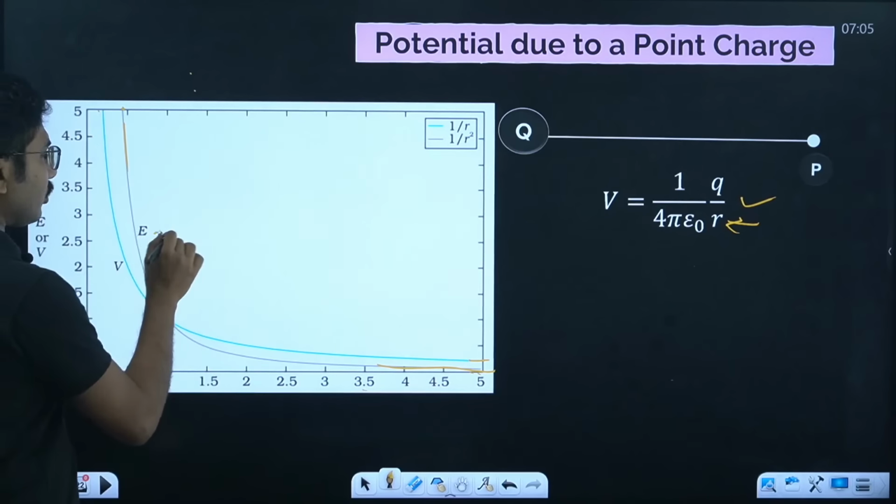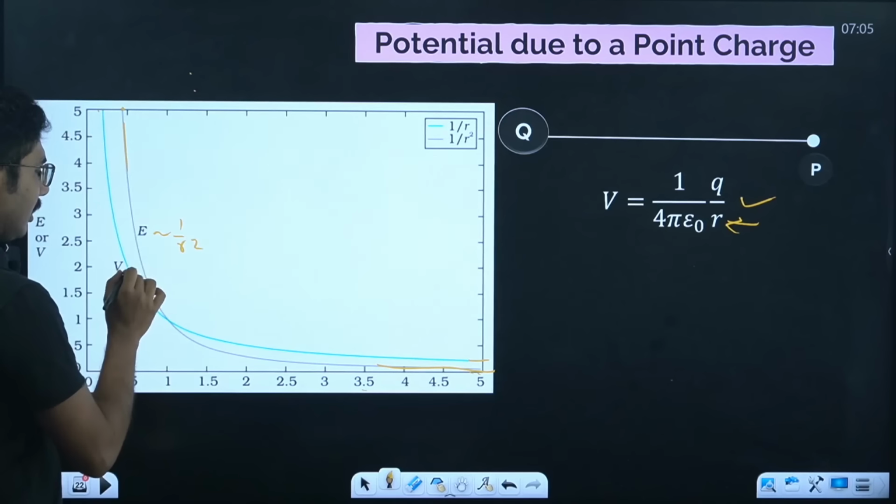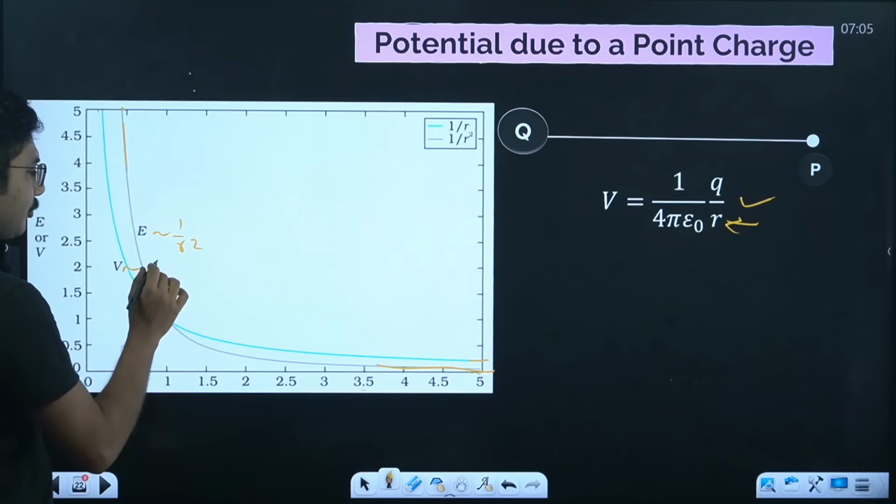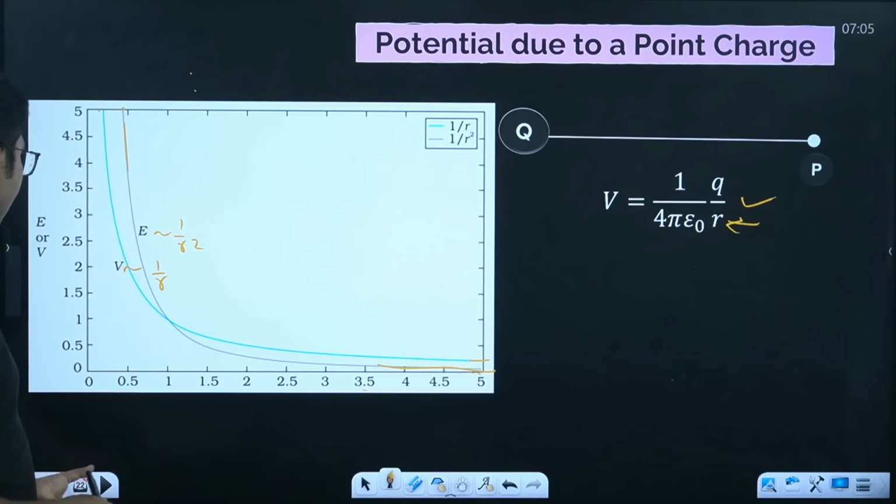The graph looks almost the same. Electric field is proportional to 1 by r square. Electric potential is proportional to 1 by r. The pattern of the graph is the same.